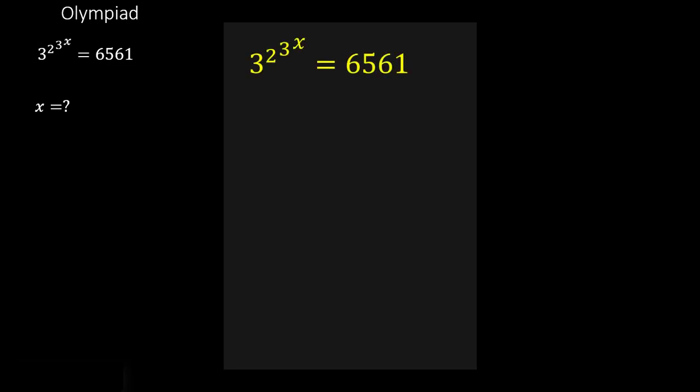And now the first thing we need to do is to ensure that we can express this number as a product of its prime factors. And then when you do so, we have ((3^2)^3)^x is equal to 3^8. So 3^8 will give you 6561. And now if you know the rule involved in solving exponential equations, once the bases are the same, what do we do? We equate the exponents.